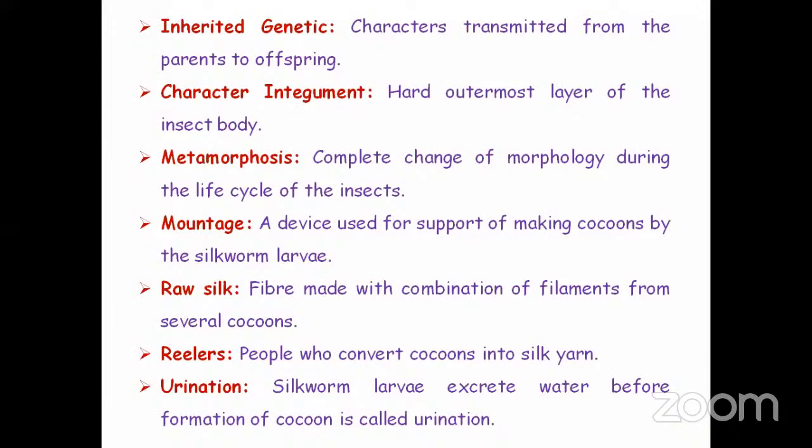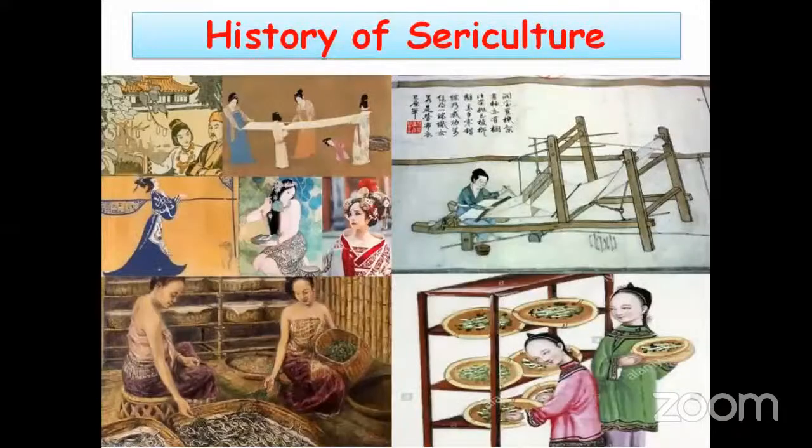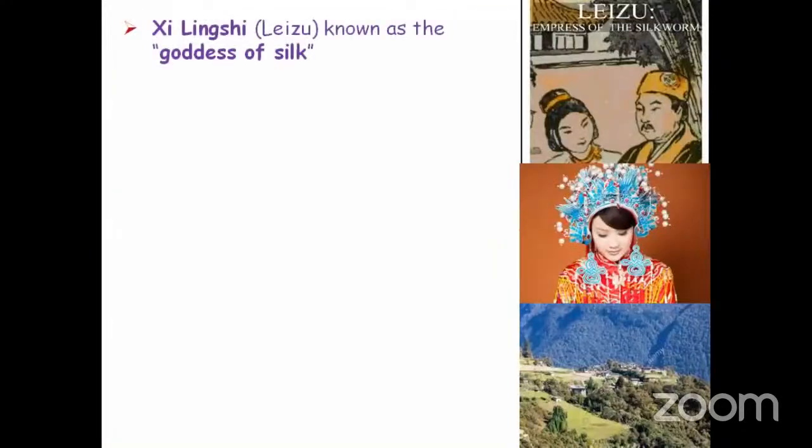Then the next one is the history of sericulture. So what is the history of sericulture? Si-Ling-Chi is known as the goddess of silk. The Chinese maintained secrecy, it was the habit of the Chinese people to always maintain secrets. Likewise, they also maintained sericulture as a secret for up to 3,000 years.